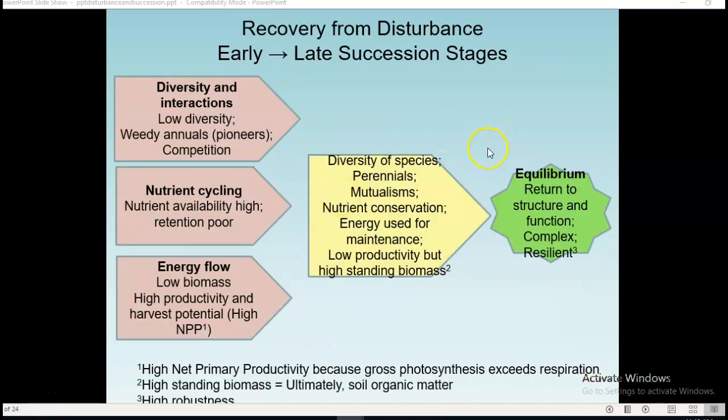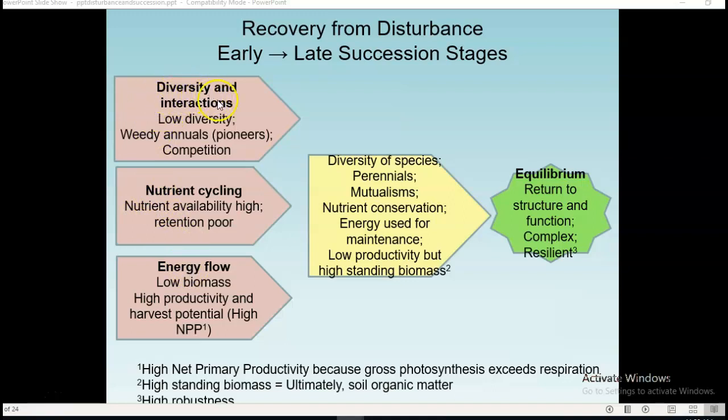And we'll look at this from an ecological point of view first. And we'll look at it as recovery from disturbance. And so this takes us through early to late successional stages. We'll look at it in terms of the ecosystem functions that we're already familiar with, for example, nutrient cycling, energy flow.